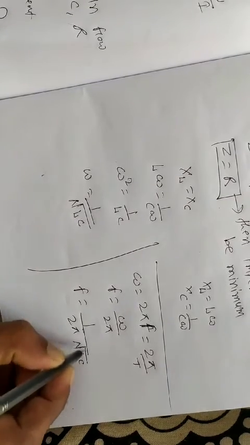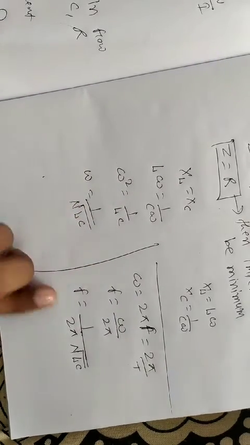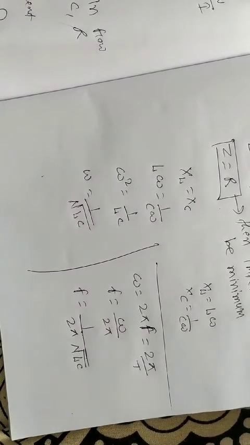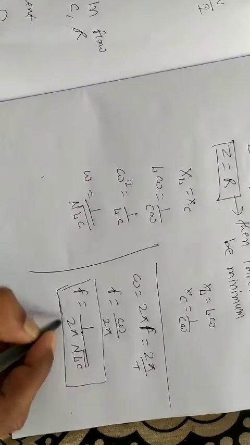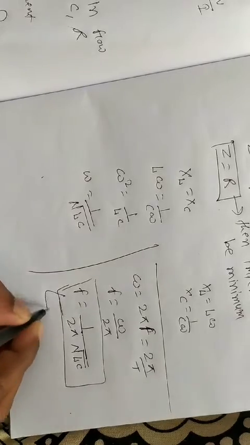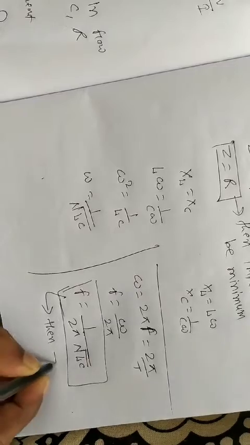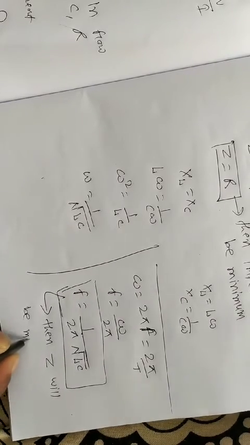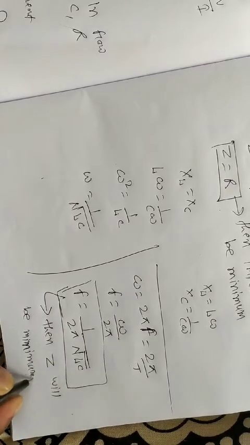So frequency will be equal to 1 by 2 pi square root of LC. Why? Because omega is 1 by square root of LC, so in the place of omega we write 1 by square root of LC, and then 2 pi will be the division. So frequency is 1 by 2 pi square root of LC. Now understand that when frequency is equal to 1 by 2 pi square root of LC, then Z will be minimum. Clear?